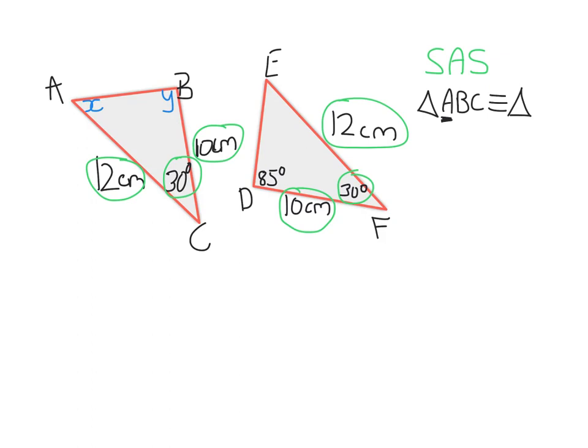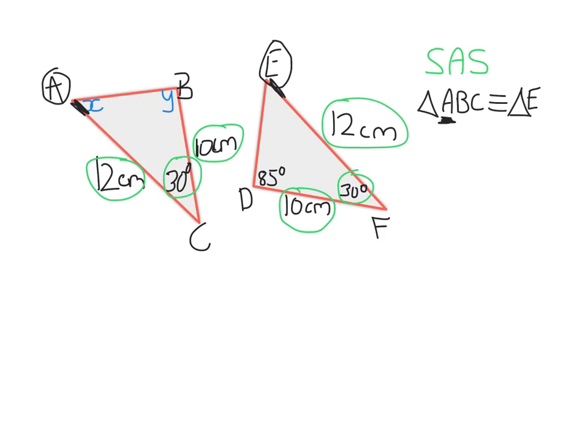An easier way to try and line up the vertices is to look at what information you have. See, A here is touching the 12 centimeter side, but not the 10 centimeter side. So in the other triangle, it will be the one that is touching the 12 centimeter side, but not the 10 centimeter side. So A corresponds to E. Because I wrote A first, I must write E first.